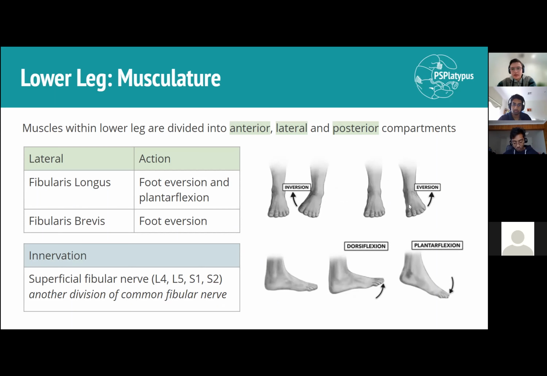And here was that diagram that I promised you. So inversion is going into the medial aspect. If you imagine this is the foot, both of my feet, and they're going inwards like this towards my midline, then that's inversion. If they're going outwards, then it's eversion. If I go up, then it's dorsiflexion. If I go down, then it's plantar flexion. And these are going to be innervated by the superficial fibular nerve, which is actually L4, L5, S1, S2. And again, a division of the common fibular nerve.